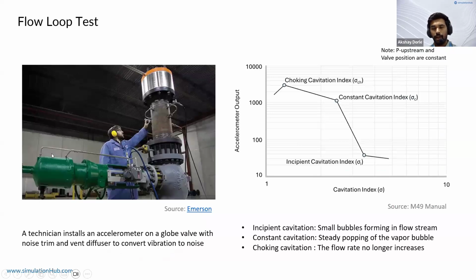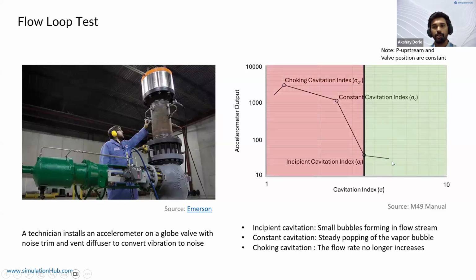So generally, cavitation is measured, and it's done using accelerometers and pressure transducers. So the amount of vibration and mechanical noise generated during this is measured, and their intensity gives the different levels of cavitation. So incipient is where it just starts, constant is where it's at a constant rate, and then there's the choke-in cavitation. So the green zone is where the flow is non-cavitating, and the red zone is where it starts cavitating, along with various degrees of cavitation.